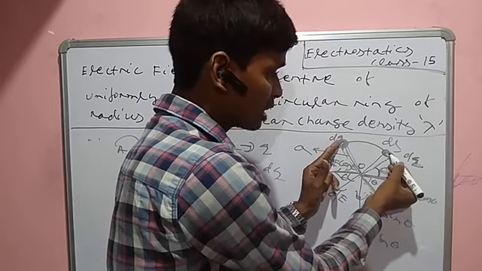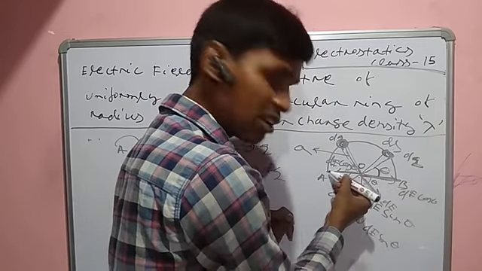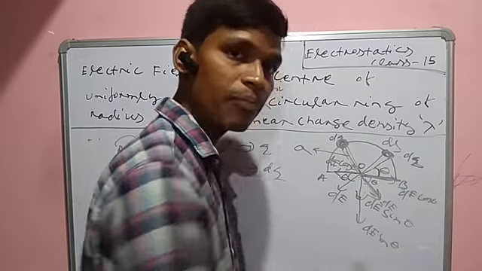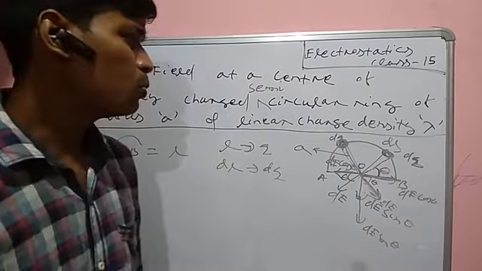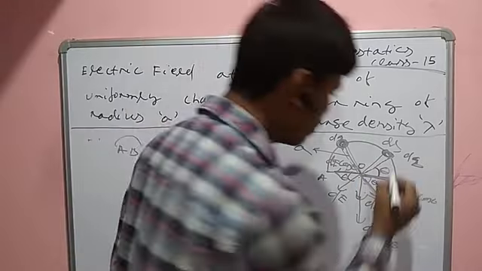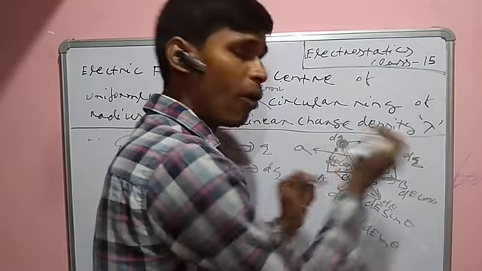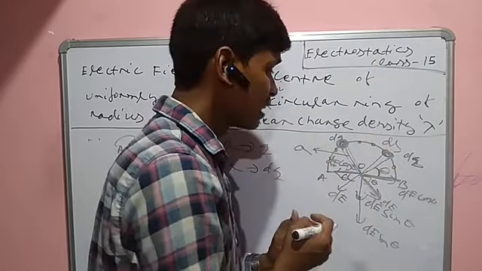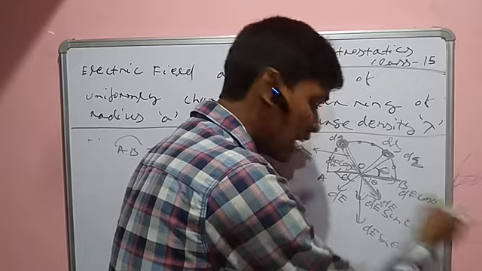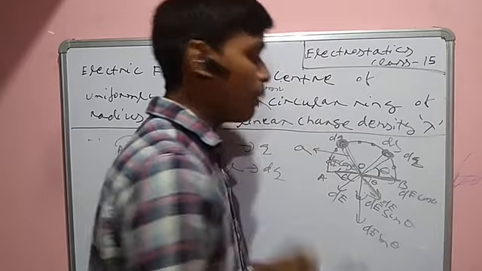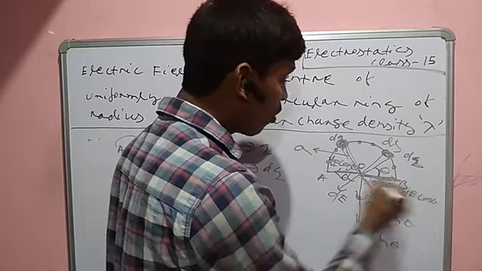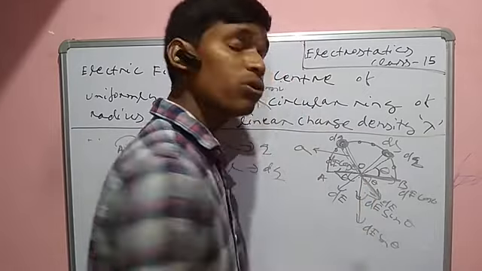Due to 2 charges, dE cos theta and dE sin theta. But we have to think about every point. Thinking about every point, dE is created, meaning a horizontal component is created and also a vertical component is created. But in this case, all the horizontal components cancel each other.